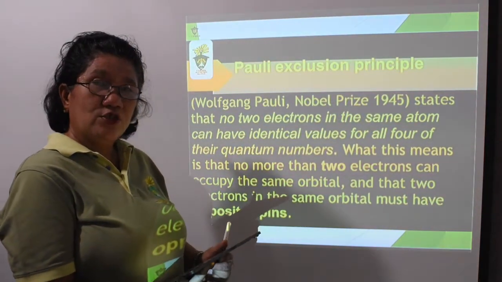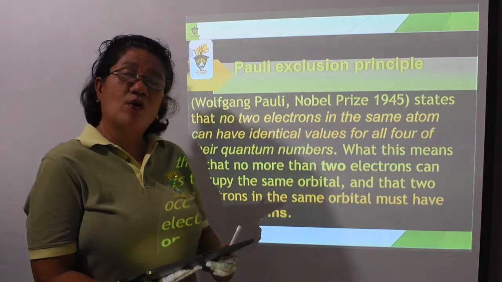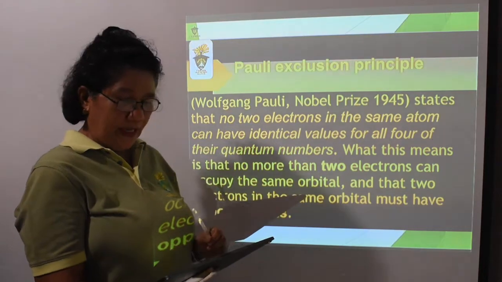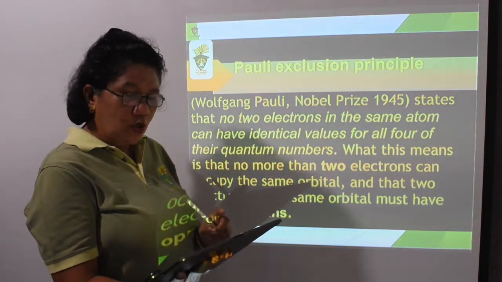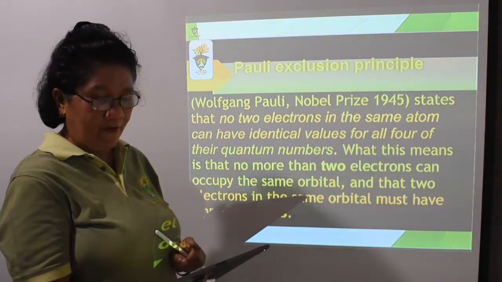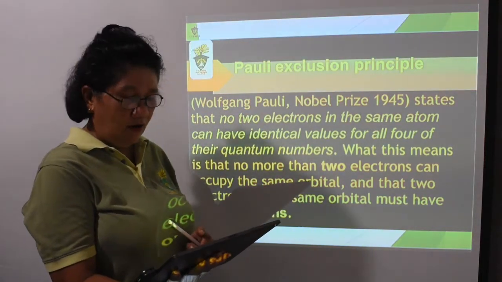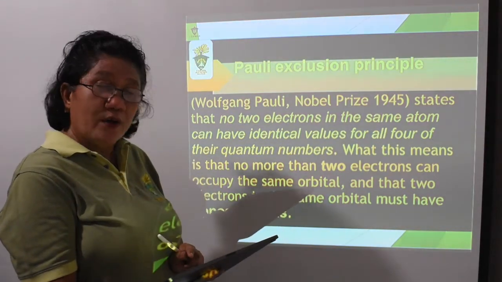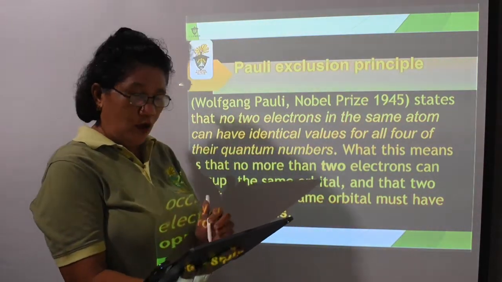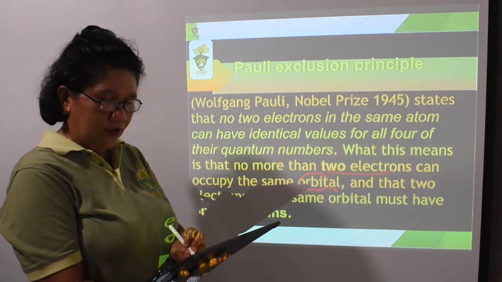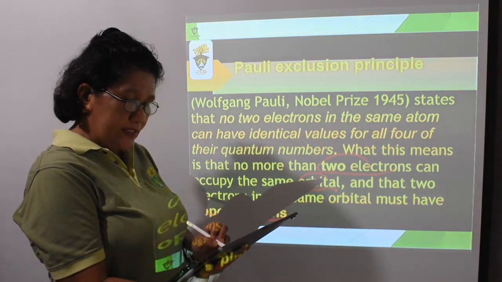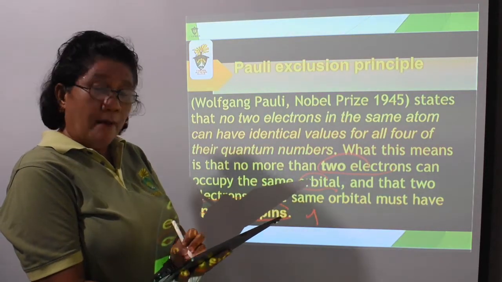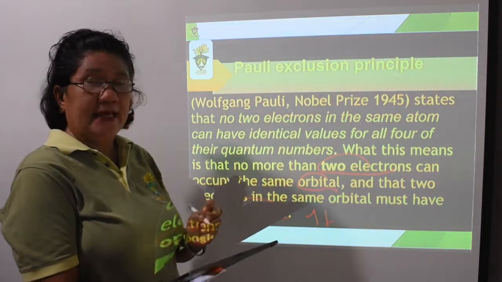According to Pauli's exclusion principle, why is it that there are only 2 electrons that can occupy one orbital? According to him, no 2 electrons in the same atom can have identical values for all of their quantum numbers. This means that only 2 electrons can occupy the orbital, and of course, they will be in opposite spin, that is positive 1/2 and negative 1/2.